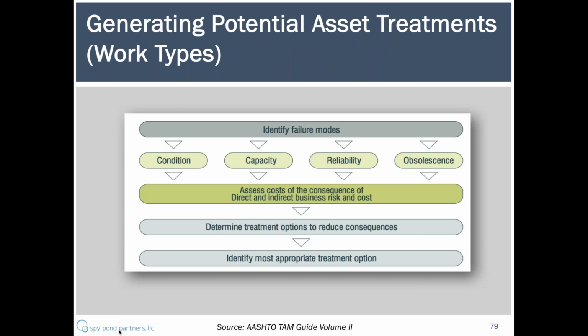The next couple of graphics are reproduced from the AASHTO guide. A really important part of the process is to figure out what treatments you can perform. So what this slide shows are steps in figuring out what treatments are feasible. First you have to identify failure modes, which could be a range of different things: poor condition, lack of capacity, or obsolescence. Then for each possible failure mode, figure out what you can do about it and what the costs are, define the treatment options, and then identify the best treatment option.